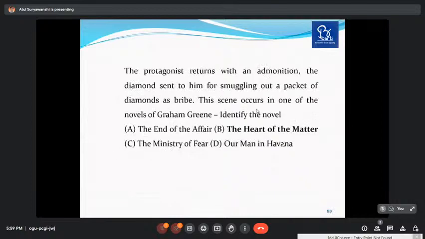So the next question in this series, we have to conclude this within the stipulated time. The protagonist returns with an admonition, the diamonds sent to him, for smuggling out a packet of diamonds as a bribe. This scene occurs in one of the novels of Graham Greene. Identify the novel. And the novel is The Heart of the Matter.